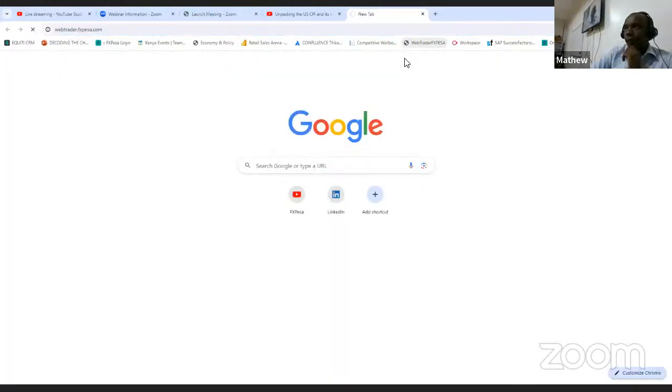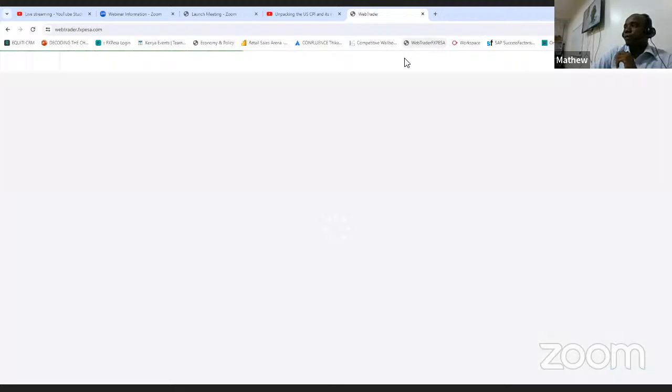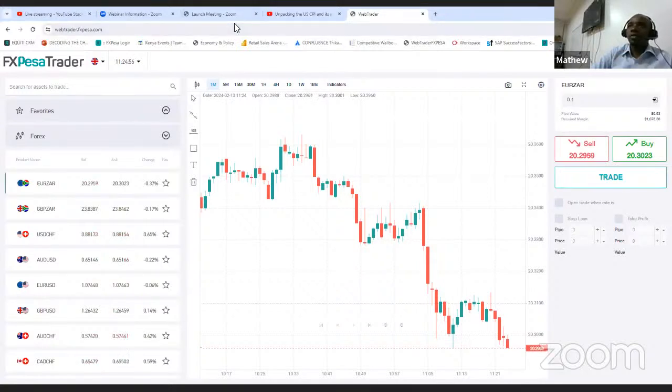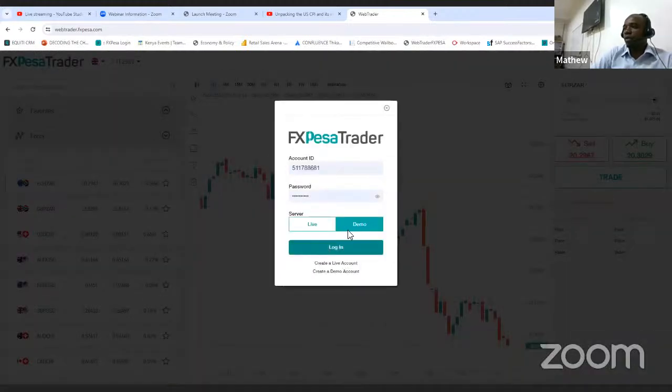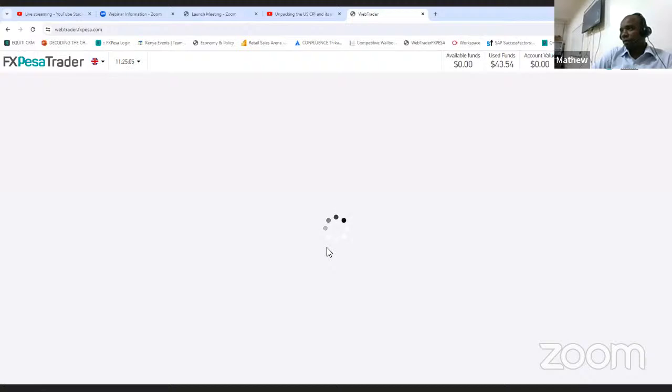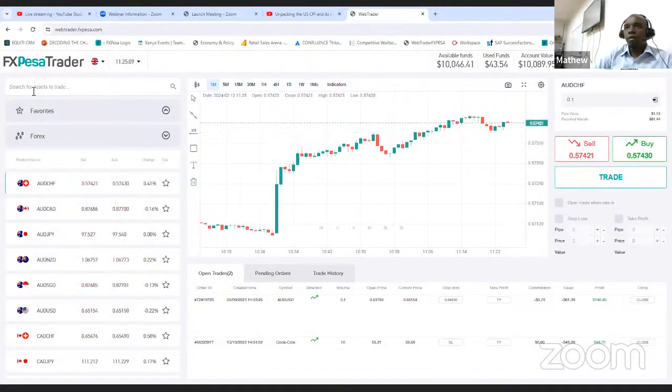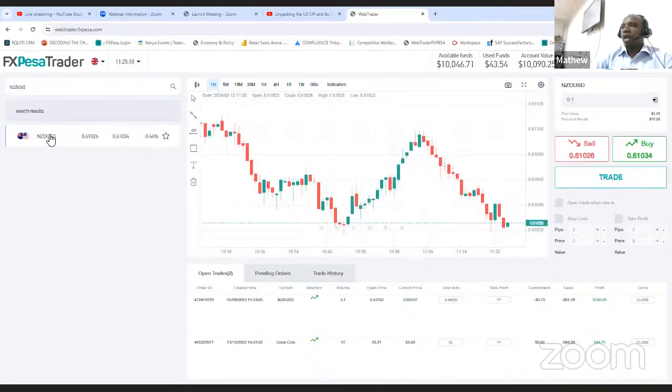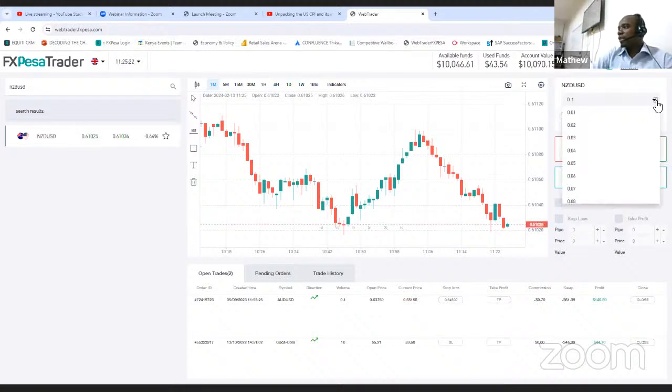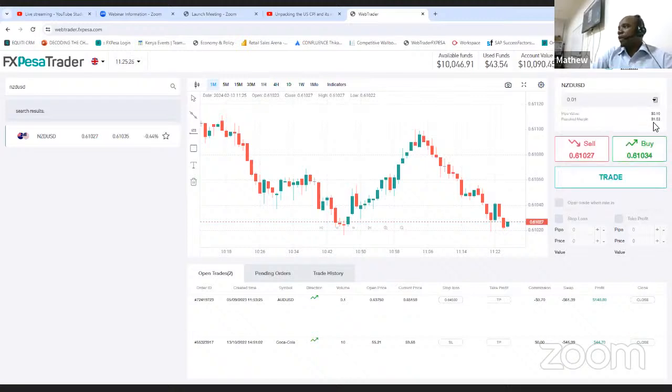So let's log in to Web Trader. This is how you calculate. Go to webtrader.fxpesa.com. You have an account already, so it will be easy for you. If you're looking at whatever currency, let's say NZD USD, if you tap that currency, on your right over here, you can see the different lot sizes. If you're using 0.01, the pip value on NZD USD is $0.10 and the required margin is 1.53. This is the amount of money you're required to have before you take this position and maintain your position. So with your $2, you can easily take a position on NZD USD.